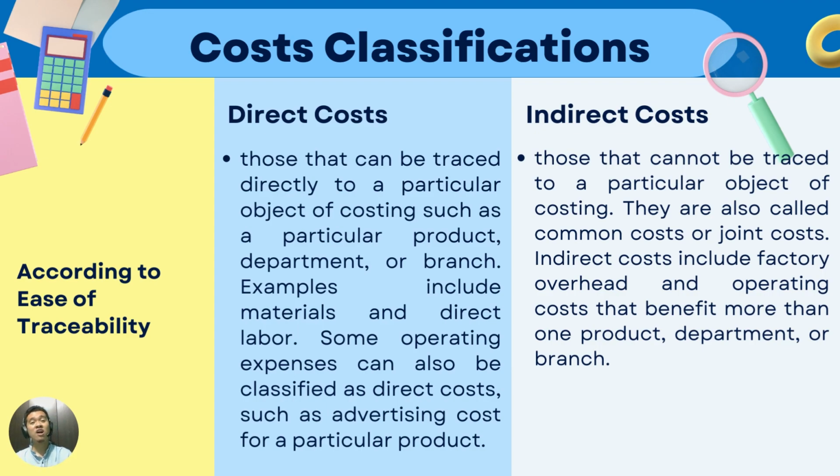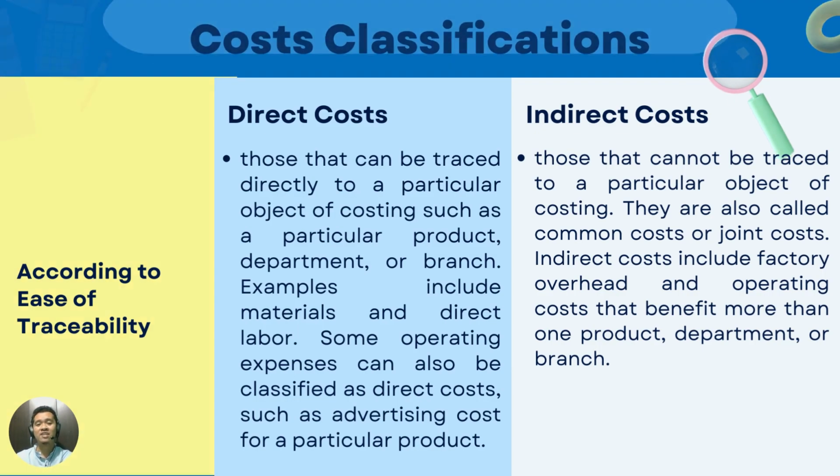Indirect costs naman are those that cannot be traced to a particular object of costing. So ang tawag sa ana is common cost or joint cost. It includes factory overhead and operating costs shared by more than one product, department, or branch. So ang direct cost, kung direct labor, direct materials, kaya na to matrace dayon sa product. Ang indirect cost includes indirect labor, indirect materials, dili kaya na to siya matrace dayon diretso sa isa ka product, or the manufacturing overhead.